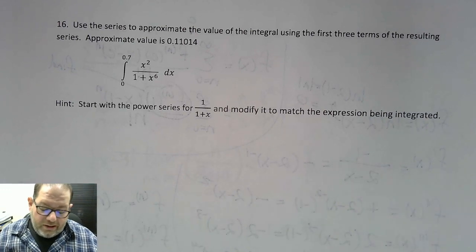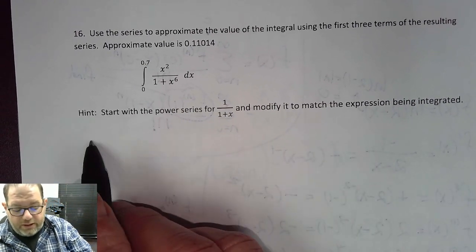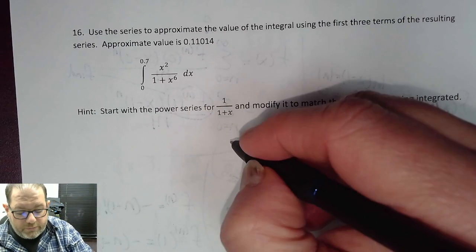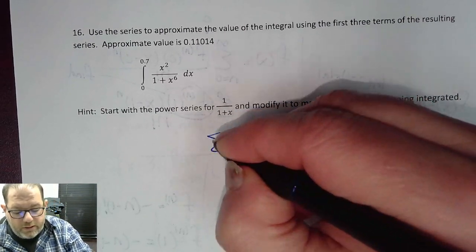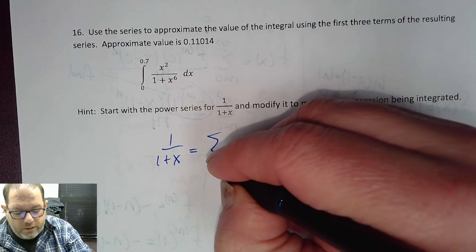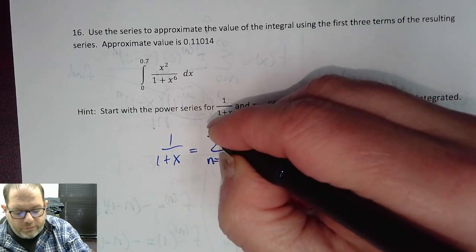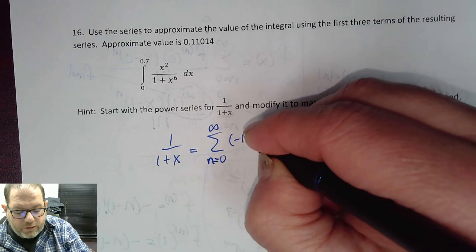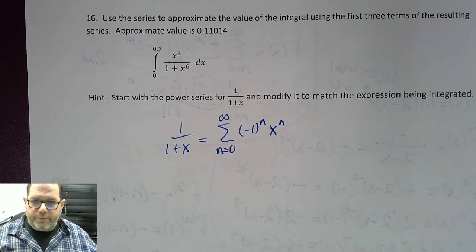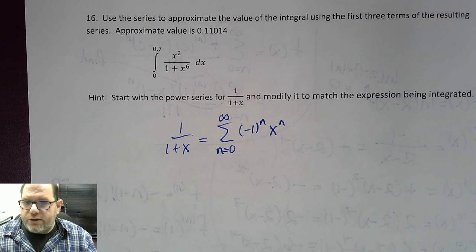So the hint here is that we start with the power series for 1 over 1 plus x, which is 1 over 1 plus x is equal to the sum n equals 0 to infinity of negative 1 to the n times x to the n. Okay, just an alternating geometric power series.